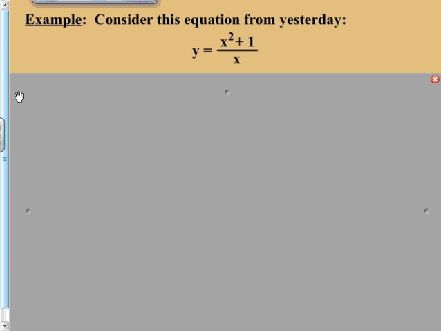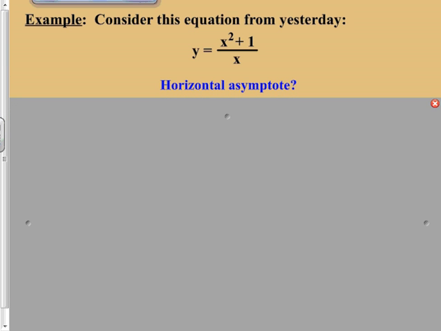Okay, here's another equation from yesterday. Let's roll through this again. Does this equation have a horizontal asymptote?